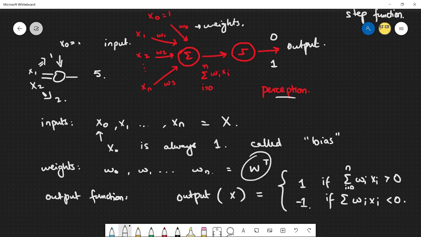There's always going to be x0 with 1. What you can do is update the weights here. You can optimize the value of these weights so that this combination will always give you the number 5. And that's how this neural network will work.